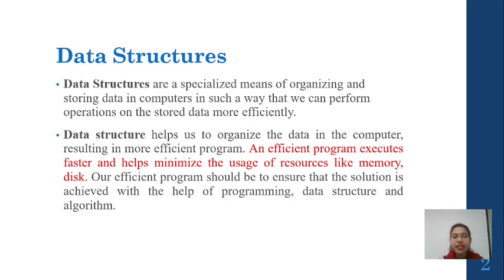An efficient program is basically one that uses resources like memory in a very efficient way. You can say it minimizes the usage of resources and speeds up the execution of our code. So all this combines: our programming language, data structure, and algorithm. These three things combine and make a very efficient code which we are going to apply on particular data.